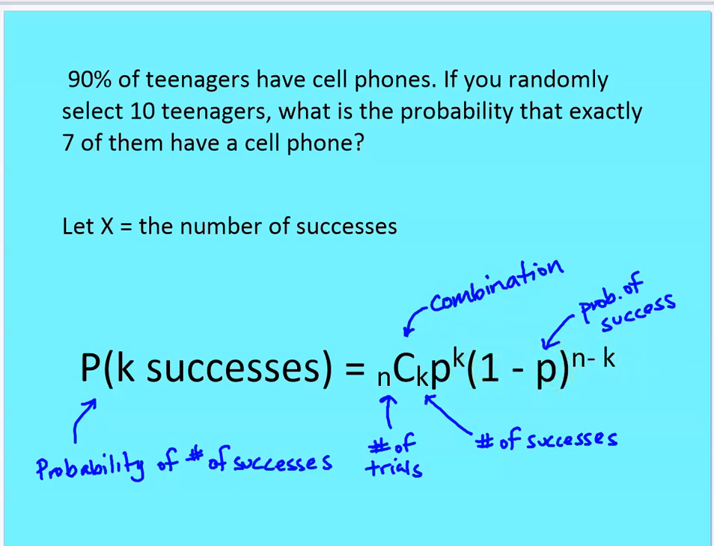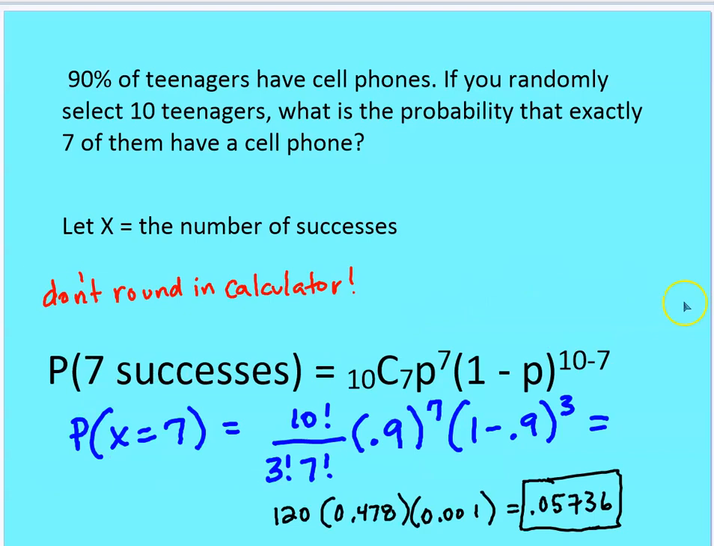All right, so let's put this into context, and let's work out a problem. Let's see how this works. I have 90% of teenagers, so that's the success, right, having cell phones. I pick 10, and I want 7 of them to have a cell phone. The probability that X is equal to 7 is 10 factorial over, so N factorial divided by 3 factorial times 7 factorial. So, going back to our equation for combinations.